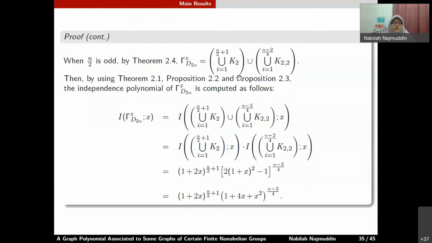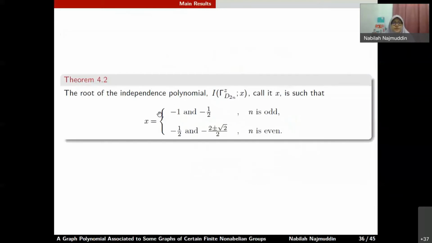Since it is a union of complete and complete bipartite graphs, we can use the independence polynomial of the union, and the independence polynomial of the complete bipartite graph. Okay, these are the roots obtained as non-integers.